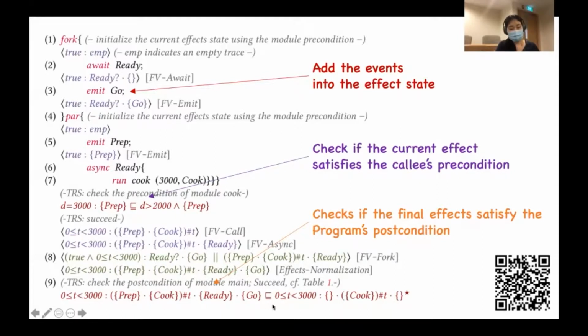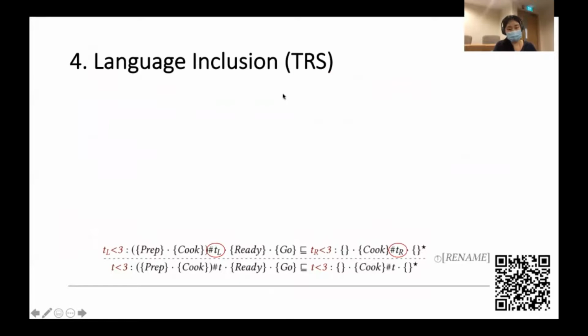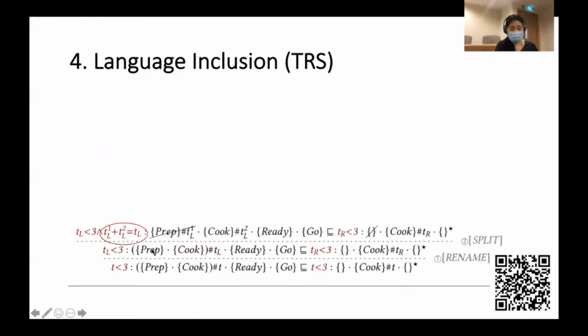Next, we will use this example to demonstrate our term rewriting process. So given the formula here, we first do a renaming to distinguish the terms from the left-hand side and right-hand side. So we rename them to TL and TR. Next, because TL bounds two time instances, we do a split to assign TL1 and TL2 to the prepare signal and the cook signal. In the meantime, we add a side constraint such that TL1 plus TL2 equals TL.